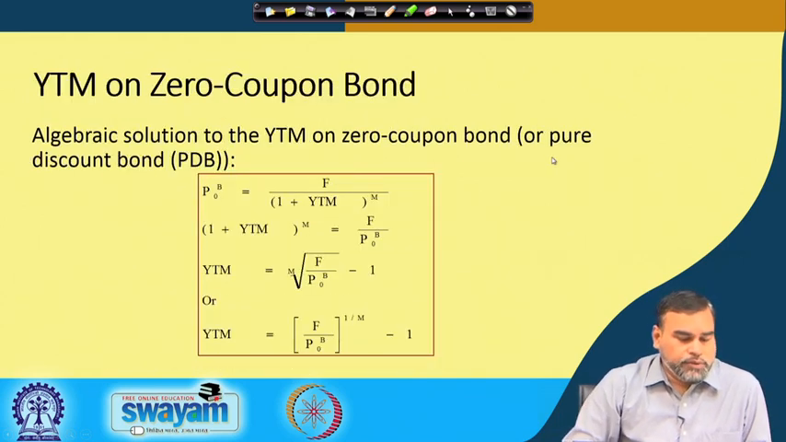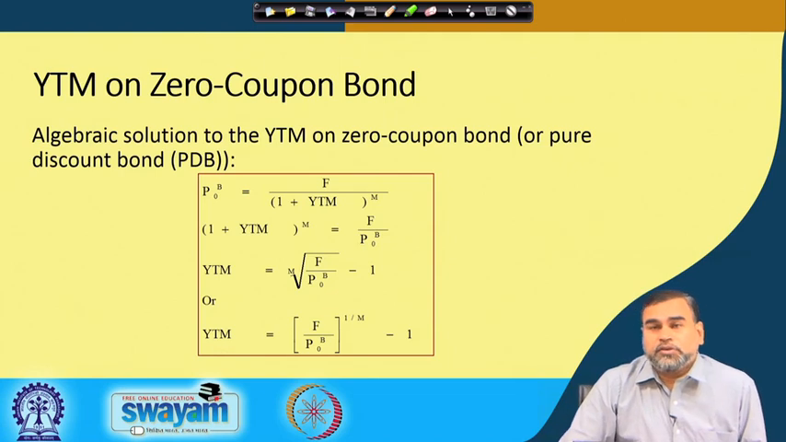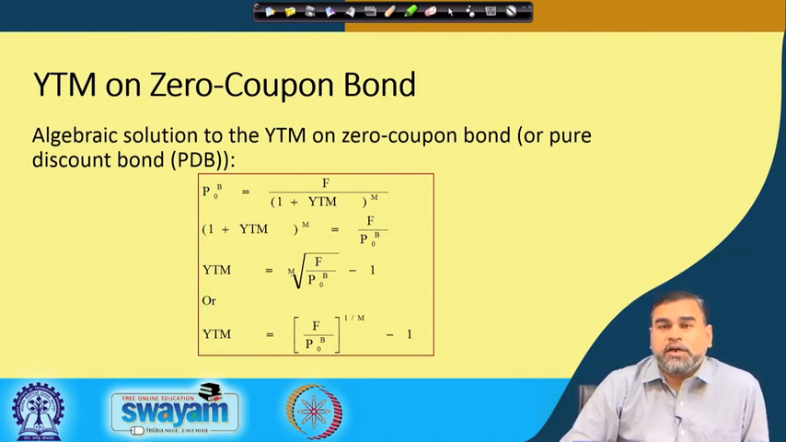Then we have another bond, which we already discussed in the previous class, that is the zero coupon bond. Zero coupon bond means there is no coupon involved, and the bond is always issued at a discount and redeemed at par. We also call it the pure discount bond. For the pure discount bond, you already know the formula for how we calculate it.